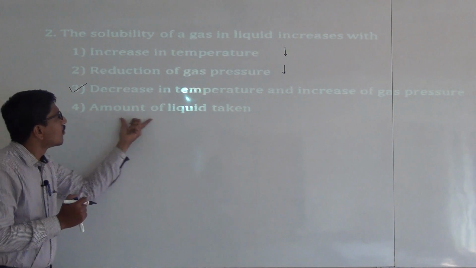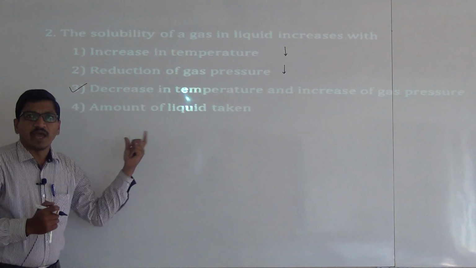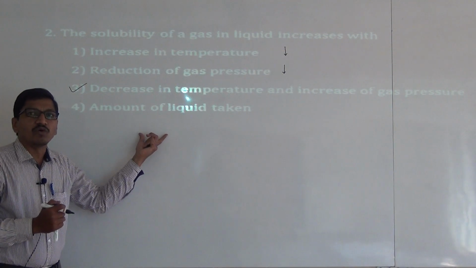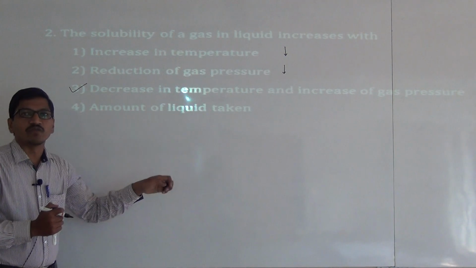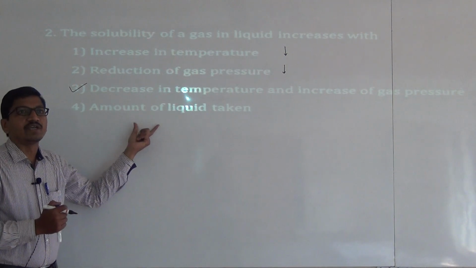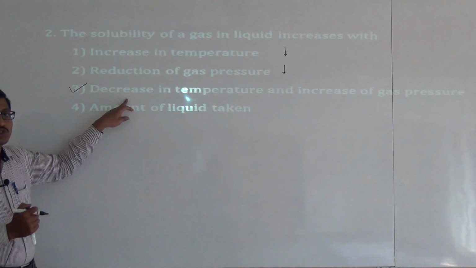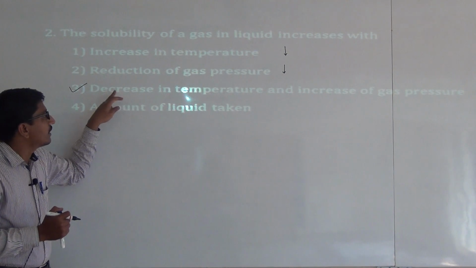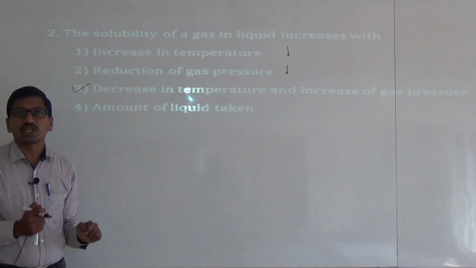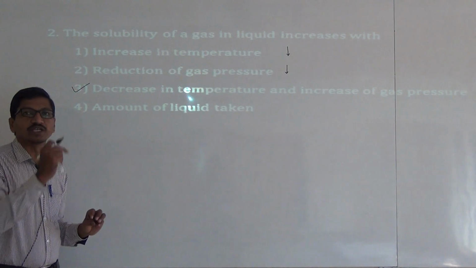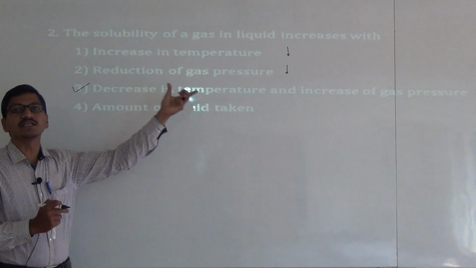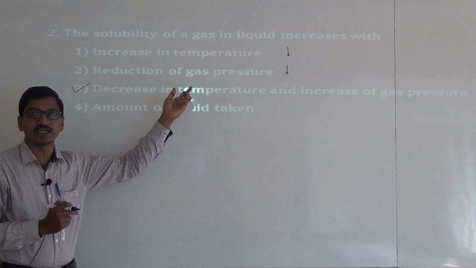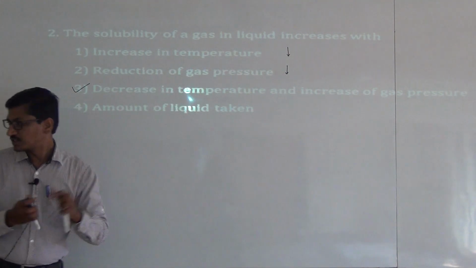And fourth one is amount of liquid taken. At constant volume of liquid, the gaseous particles are dissolving, and the solubility of gas in liquid mainly depends on temperature, pressure, and nature of solute and solvent. And in this case, with the decrease in temperature and increase in the gas pressure, solubility of gas in liquid increases.